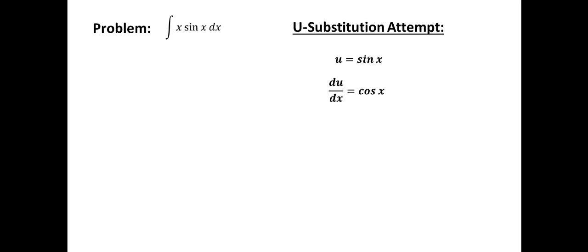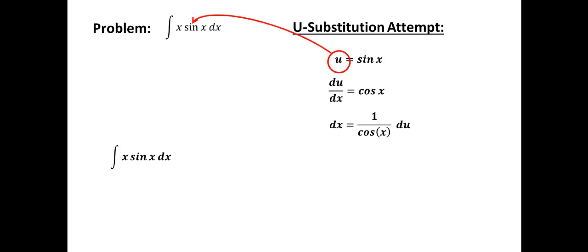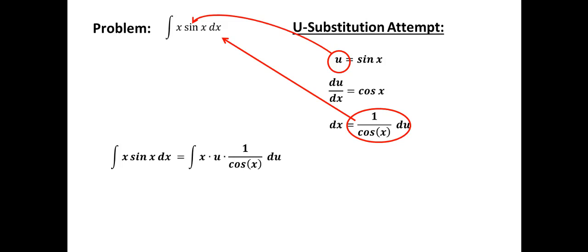Next step in the process is to determine du dx. In this case, that's just cosine of x. Now we solve for dx, which is 1 over cosine of x times du. And now we can go ahead and evaluate this integral by plugging in for the dx and the u that we just solved for. So first we take our u and plug that in for sine of x, and we can take that dx that we found and plug it in for dx up here, and we get the integral of x times u times 1 over cosine of x times du.